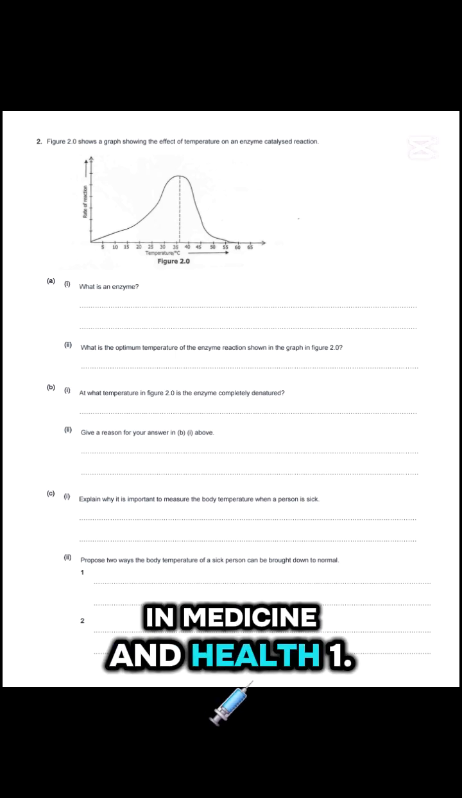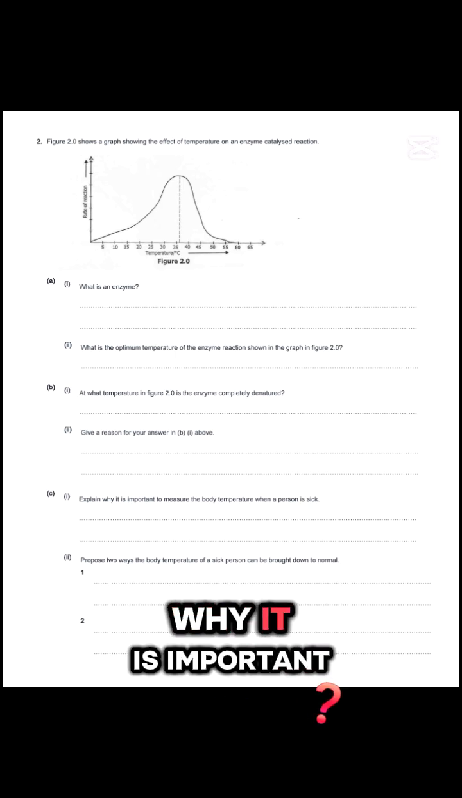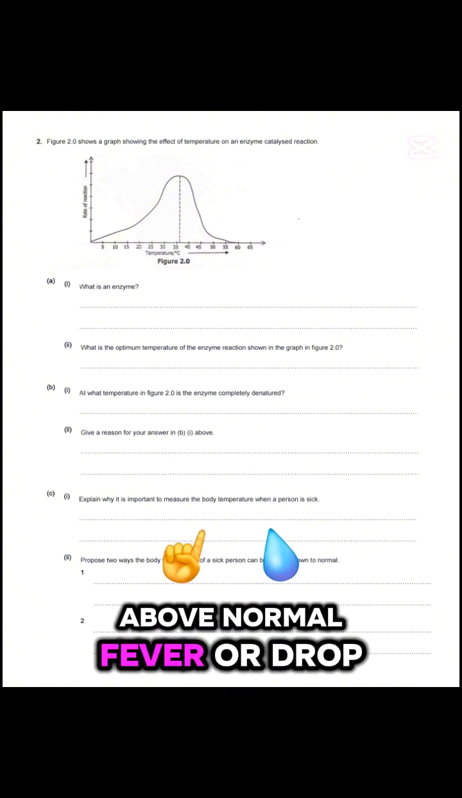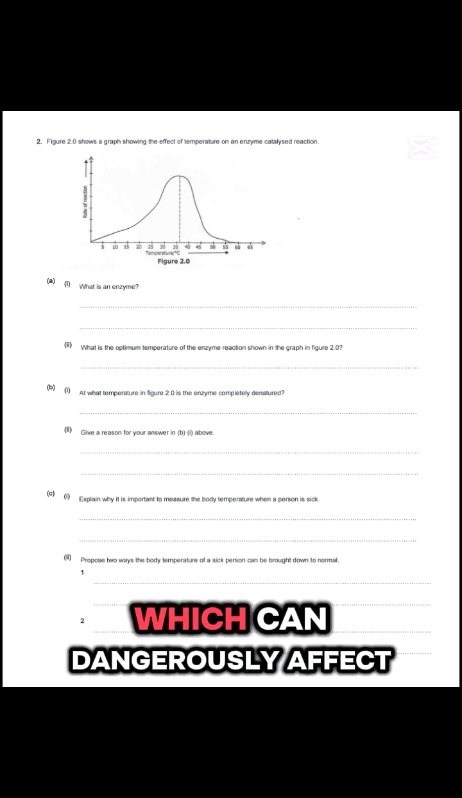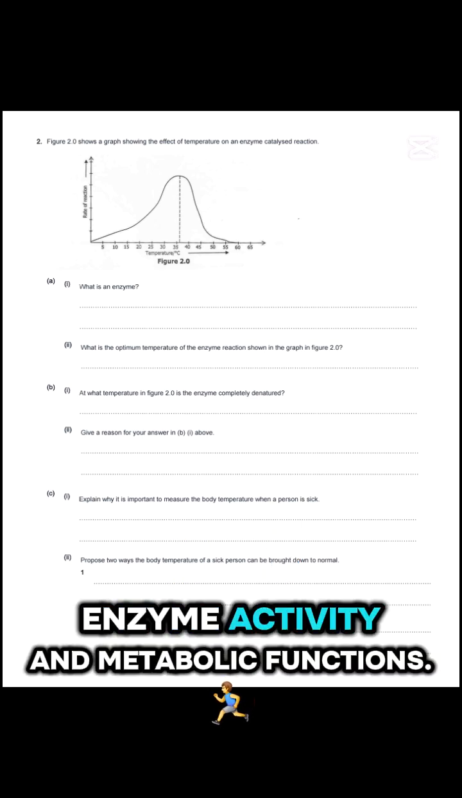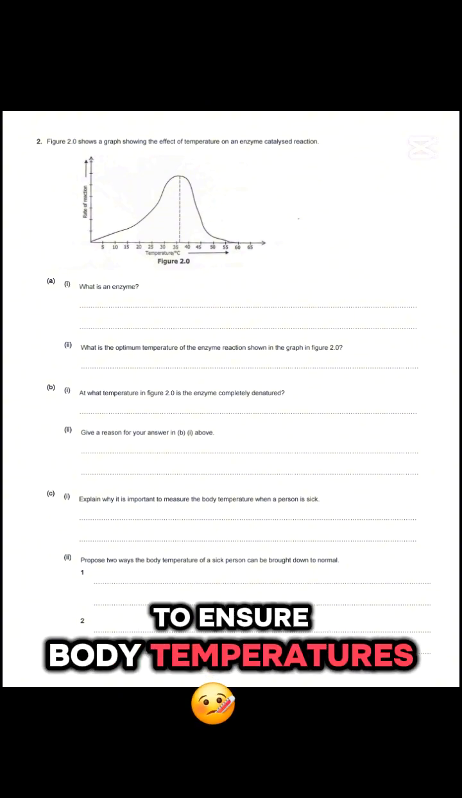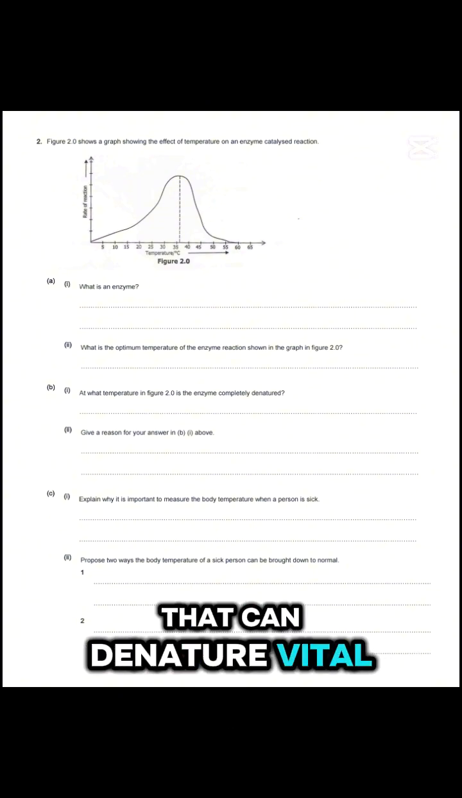2c. Temperature regulation in medicine and health. 1. Explain why it is important to measure the body temperature when a person is sick. Correct answer: to monitor if the body temperature has risen above normal, fever, or dropped too low, which can dangerously affect enzyme activity and metabolic functions. Acceptable answers: to check for a fever to ensure body temperatures do not reach levels that can denature vital metabolic enzymes.